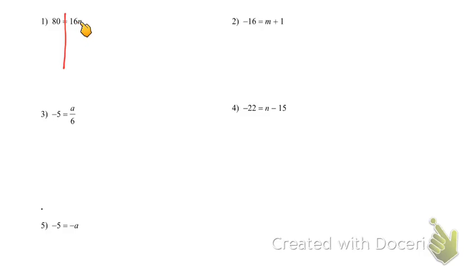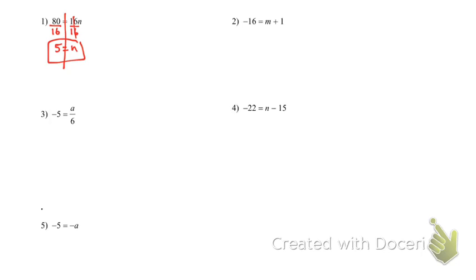Multiplying, so I need to solve for n. There's nothing to clean up. I'm going to divide both sides by 16. Okay, so 80 divided by 16 is 5. All right, number one is done.